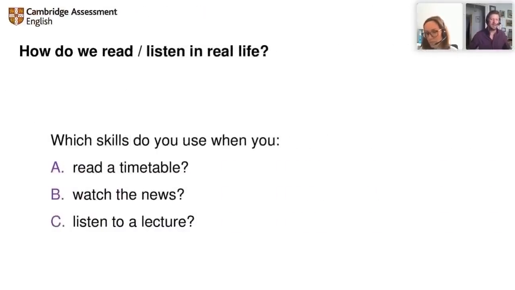So beyond this, thinking about different ways that we read and listen. So Victoria, which skills would you use? What kind of reading would you use when you are reading a timetable, for example? I suppose I would be scanning for specific information, if I'm looking for a specific time that I need, so scanning probably. Okay. Watching the news, I think it would probably be a mixture. You're probably doing some gist listening to get a general idea, but then if something interesting comes on, you'll be zoning in, listening for more specific detail.